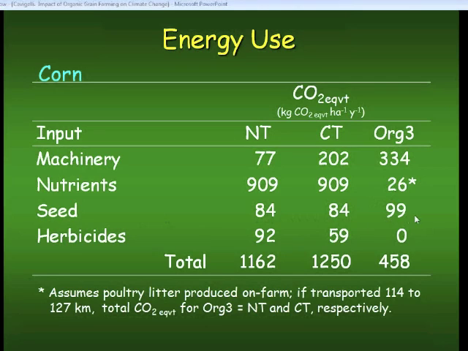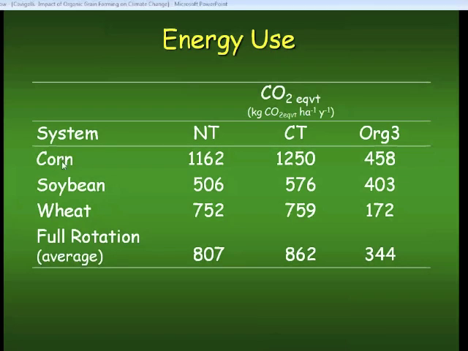In terms of seed costs, we're about the same amount of CO2 emitted. But in terms of herbicides, our conventional systems use herbicides, so they have some CO2 cost to that. In our organic system, we don't use any herbicides. So when we total those numbers, we see there's a lot more CO2 emitted in the conventional systems than in the organic system for corn production. When we look at all three crops in the full rotation, and add up or average the CO2 equivalents emitted from energy use, we find that we still have a little more than twice as much CO2 emitted in the conventional systems than in the organic system.